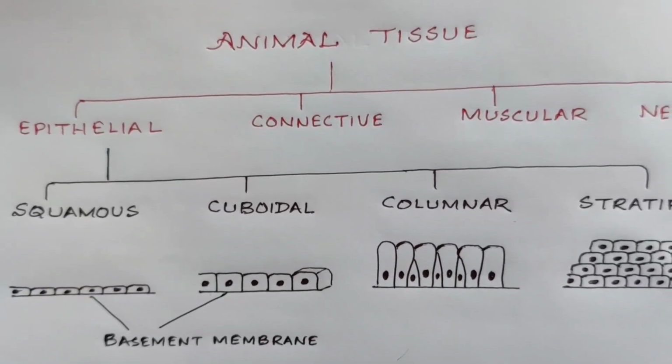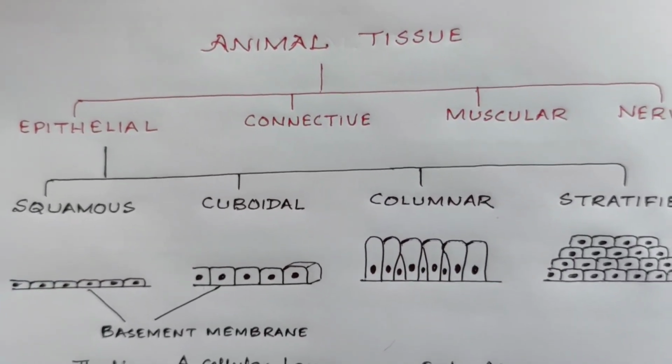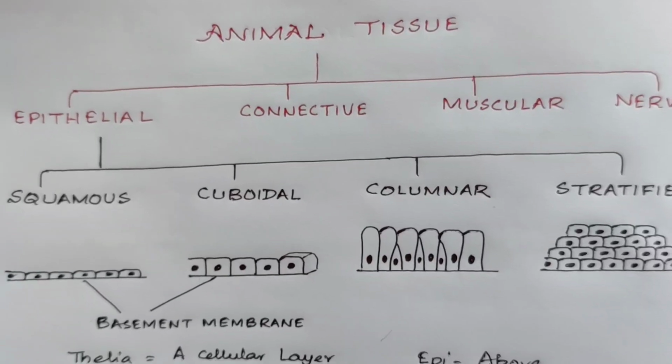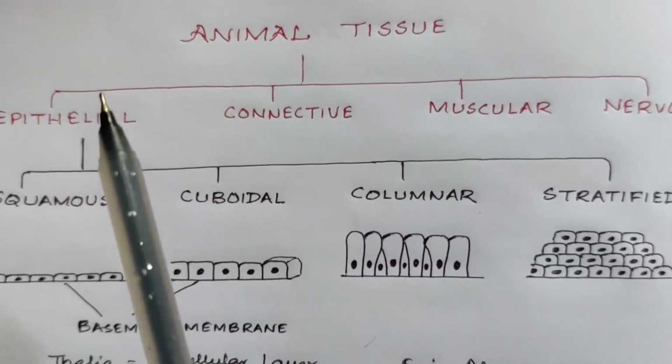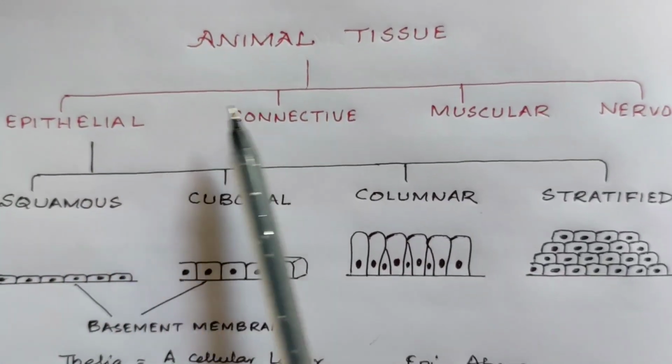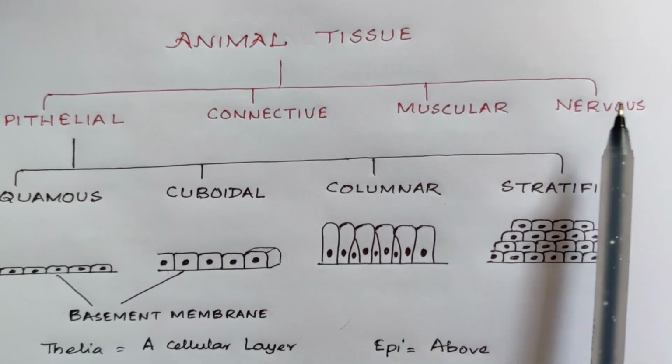This is regarding animal tissue. We have already completed the plant tissue. This is the animal tissue part. The animal tissues are of four main types: epithelial, connective, muscular and nervous.